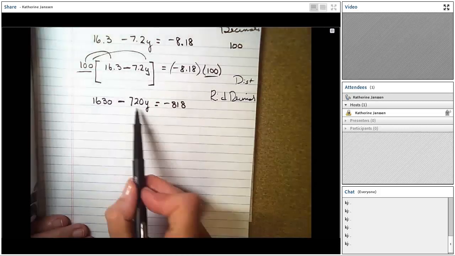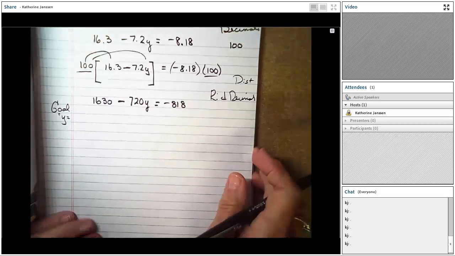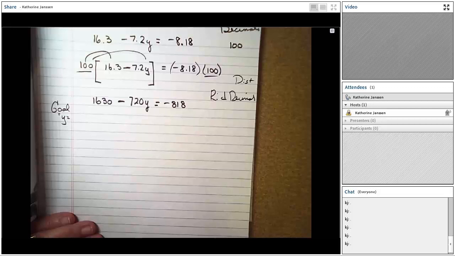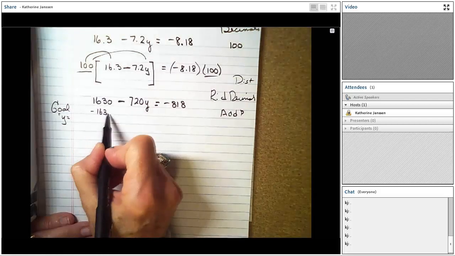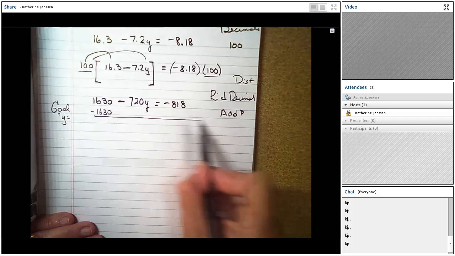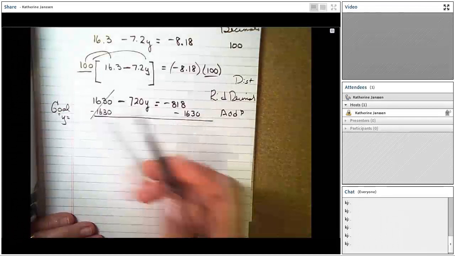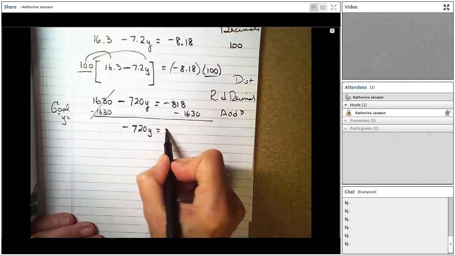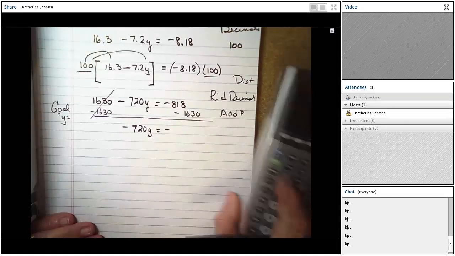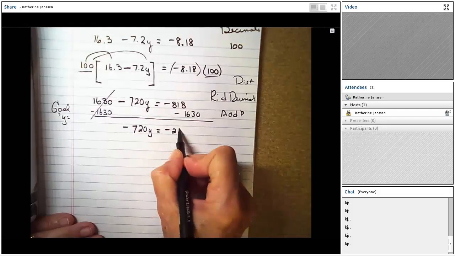So now I see I have a variable, and my variable in this case is y. So I want to isolate that term and then solve for y. I'm going to use the addition principle. Add the opposite, 1630, to both sides of the equation. Adding opposites goes to 0, and I end up with a negative 720y equals a negative 818 plus 1630, which is a negative 2448.